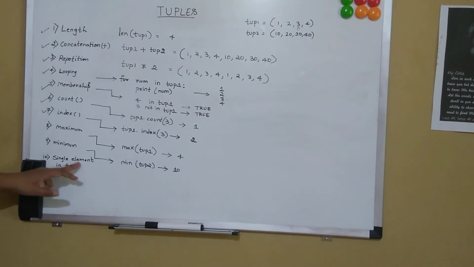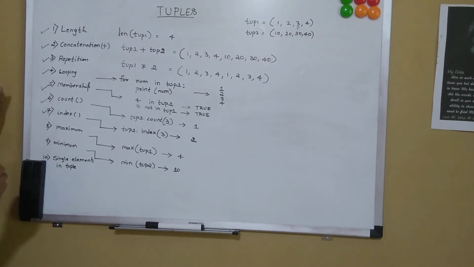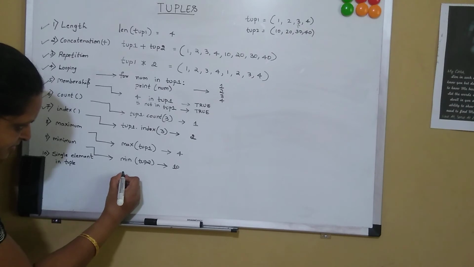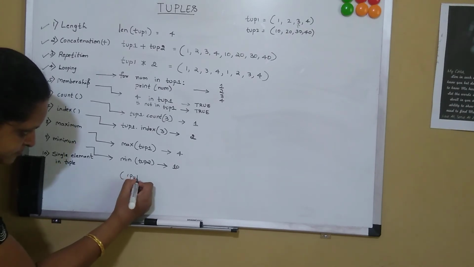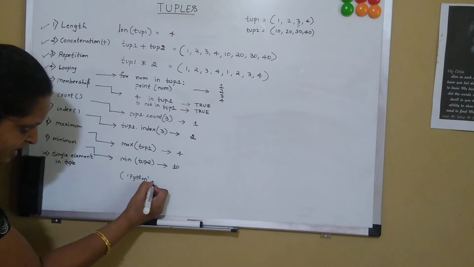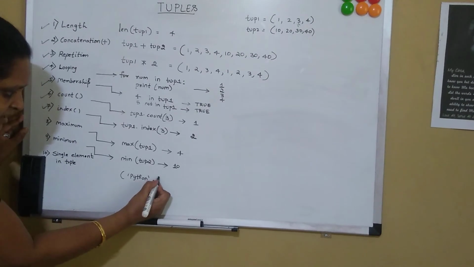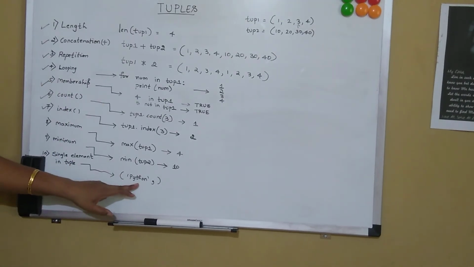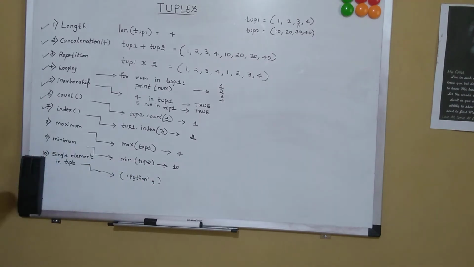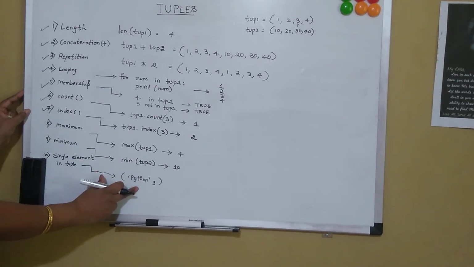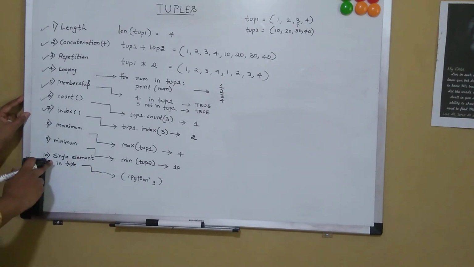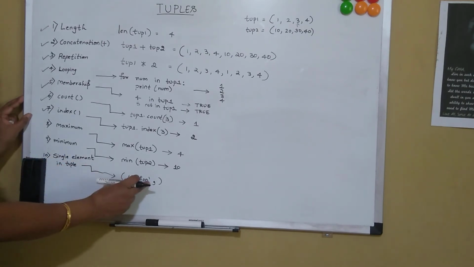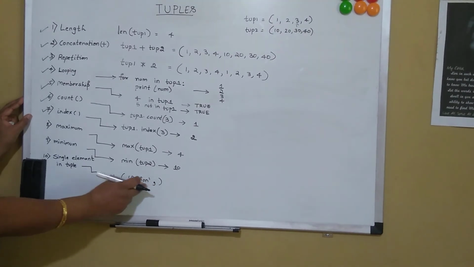And now how to represent a single element in tuple. In tuples, we have to represent a single element in this particular manner, that is Python, and then we have to insert a comma. This is how we represent. If there is only one item called Python, then we have to append it with a comma, then only it will be represented as a tuple, or it will consider this as a string. So for representing a single element in tuple, after the first item, we have to append a comma.